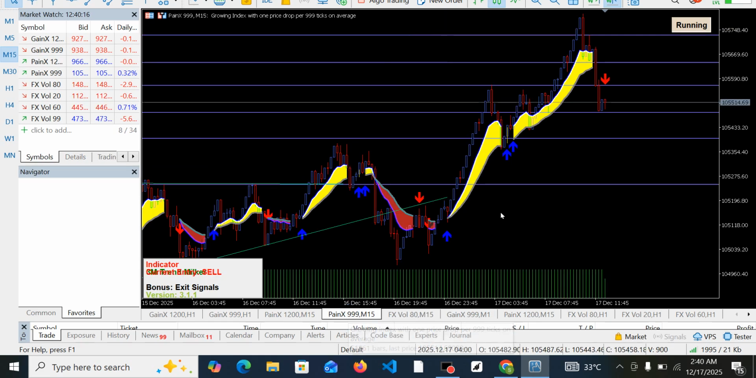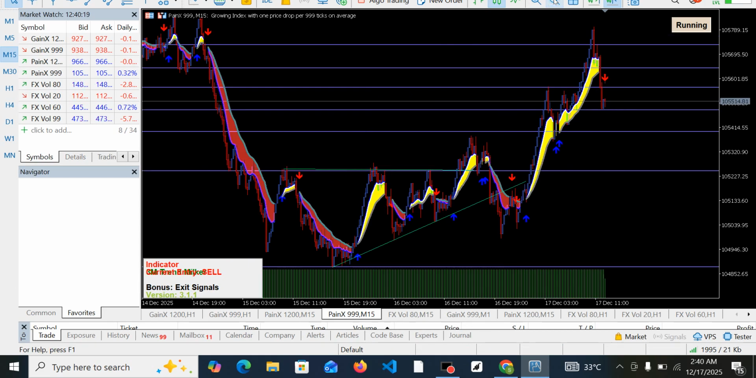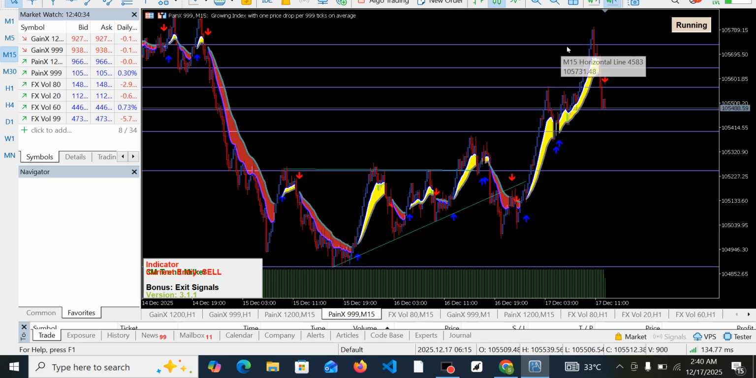Now let's check out Paynex 999. Okay, for Paynex 999, wow, this is beautiful. I love this. Do you know why? This also achieved all our TPs. You can see it right before you. TP 1, 2, 3, 4 have been achieved. That's so amazing. Now it is switching from an uptrend into a downtrend. So that is the beauty of it. Just understand this and save yourself some stress.